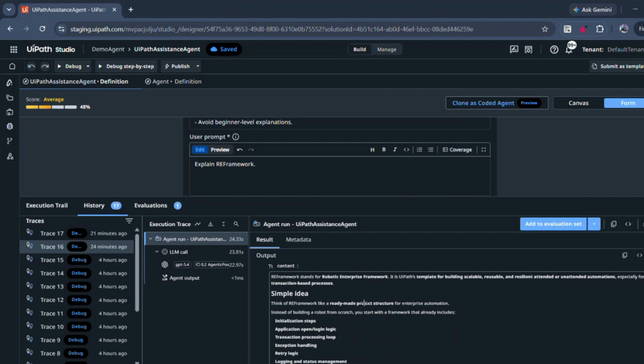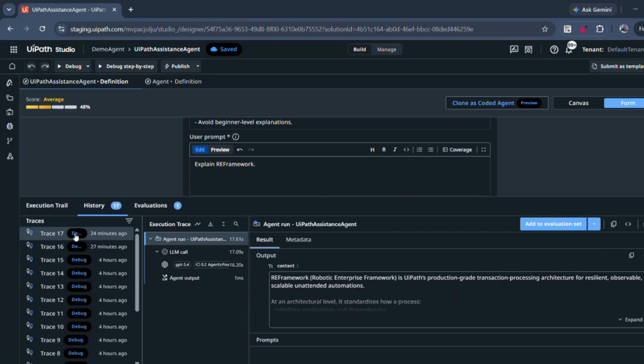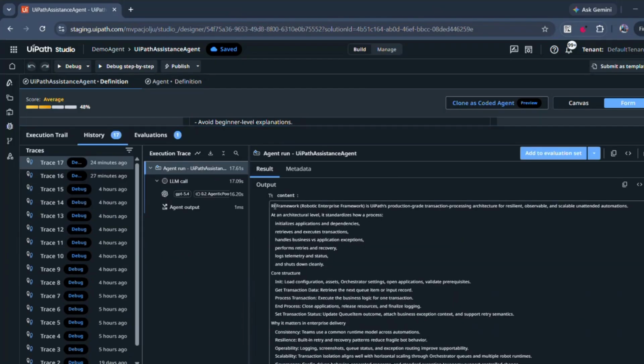So on the screen, you can see we have two different outputs. As you can see, the explanation is simple, easy to understand, and perfect for beginners. Now watch this carefully. I have a second execution trial where I have the answer for the same question in a different way. Now look at the response. Same AI model, same user prompt, completely different answers. So the question is, why did the response change? Let's understand what's happening behind the scenes.